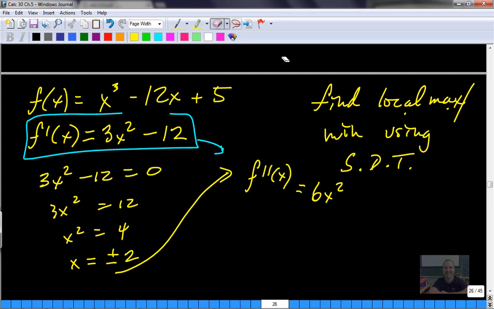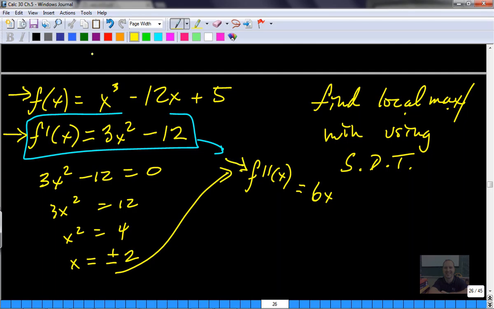Sorry, 6x, thank you. 6x, distracted there. 6x, and then 2 minus 1 is 1. Yeah, and then minus 0. So the second derivative is just 6x here. Right? So here's our original function, here's our first derivative, and here's our second derivative.